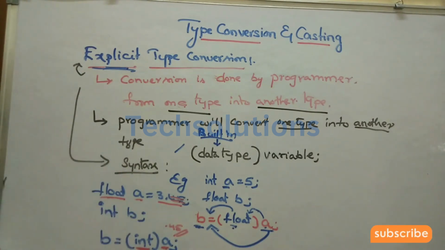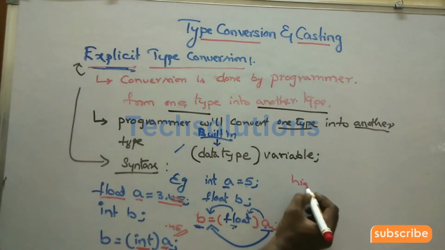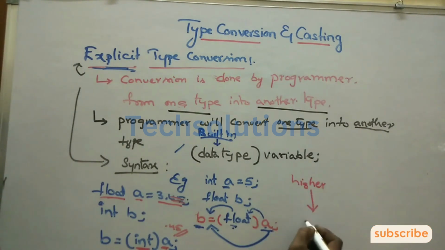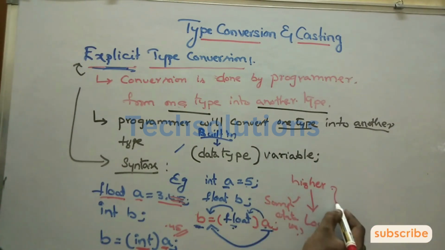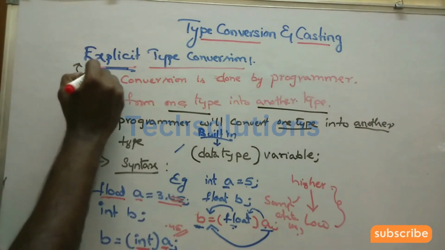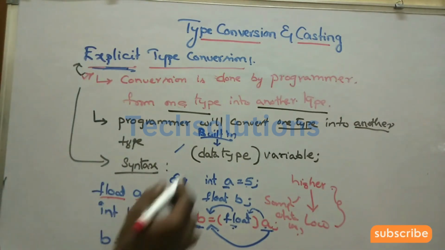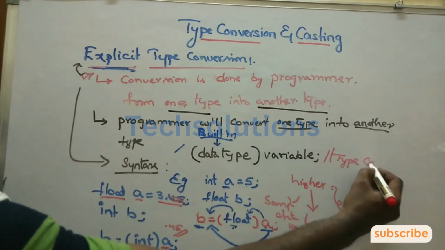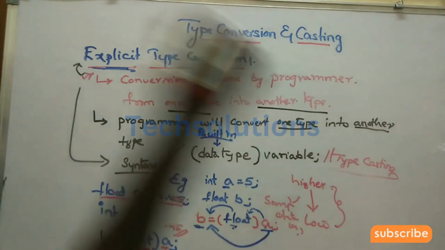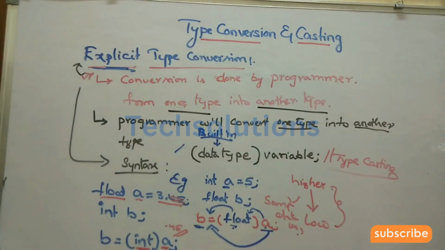That means whenever we convert higher type data into a lower type, there is some data loss. Some data loss will occur whenever we convert from higher type values into lower type values in explicit type conversion. Clear? This technique is called typecasting. I hope everyone is clear about type conversion and typecasting.